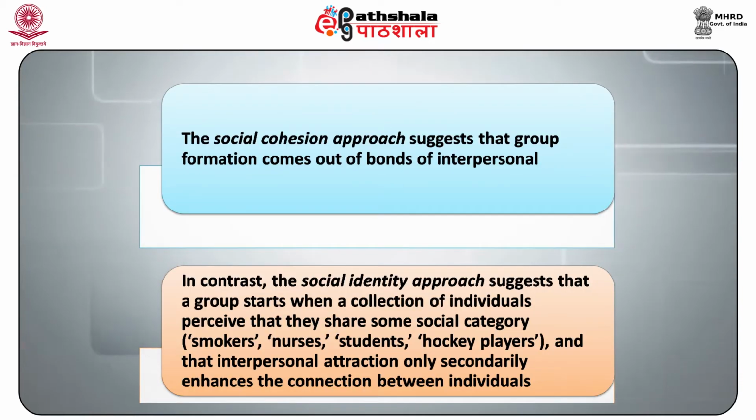We shall now discuss group formation. Group formation starts with the psychological bond between individuals. The social cohesion approach suggests that group formation comes out of bonds of interpersonal attraction. In contrast, the social identity approach suggests that a group starts when a collection of individuals perceive that they share some social category: smokers, nurses, students, hockey players, and that interpersonal attraction only secondarily enhances the connection between individuals.